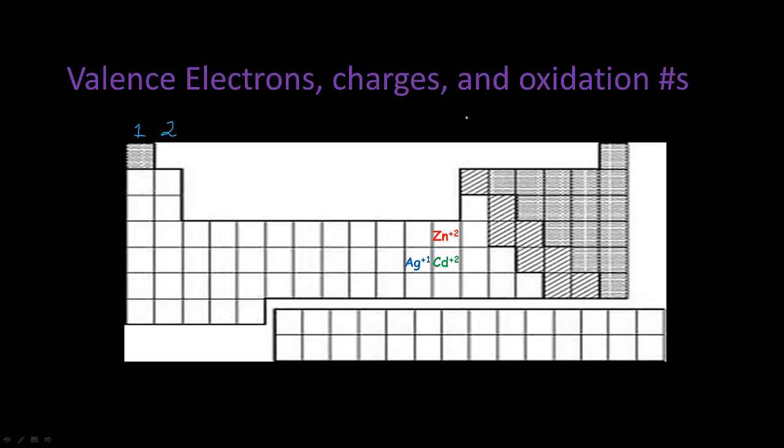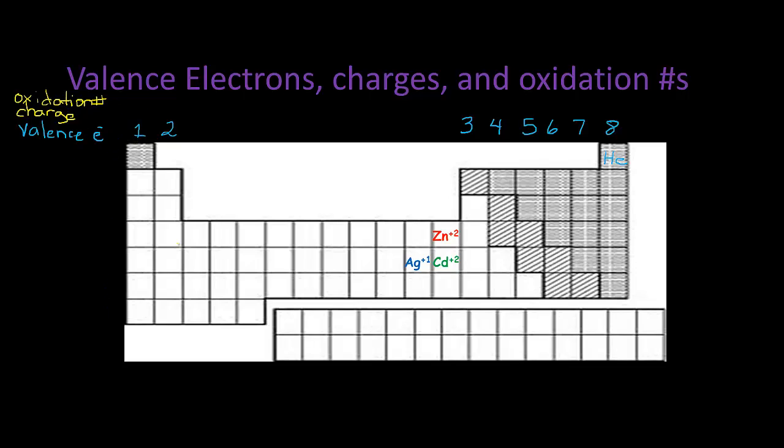Group 13 has 3 valence shell electrons, 14 has 4, group 15 has 5, group 16 has 6, 17 has 7, and group 18 has 8 valence shell electrons except for helium, which only has 2. Okay, now we can tell an atom's or an ion's charge by how many valence shell electrons it has. So the charge of our ions, once it loses or gains electrons, is the same as its oxidation number. You need to know that. Oxidation number is simply the same thing as a charge.